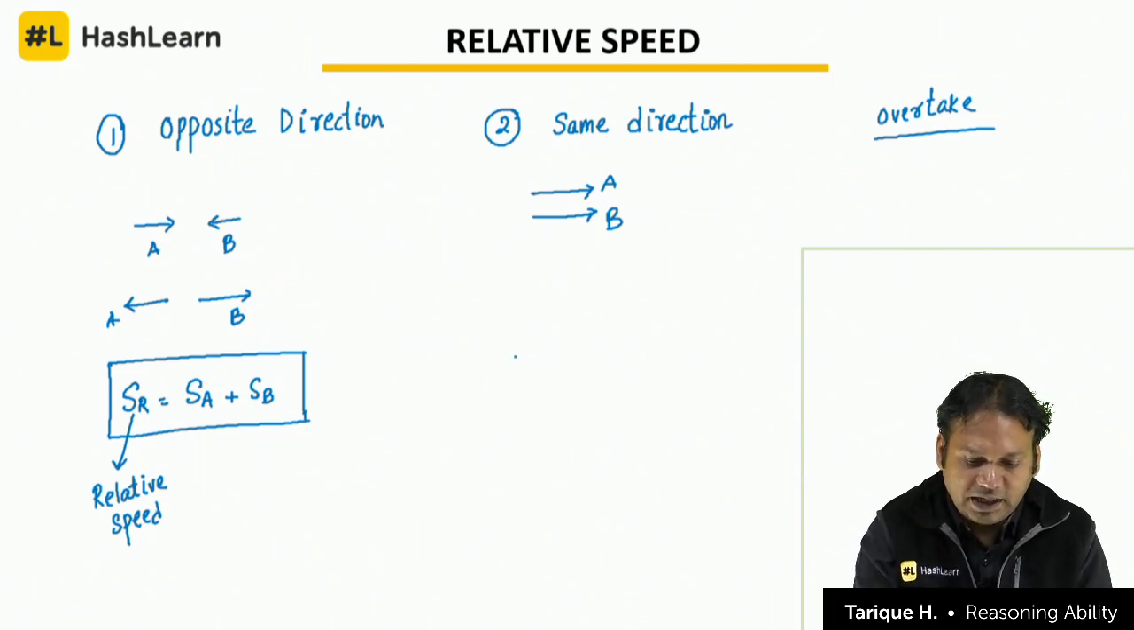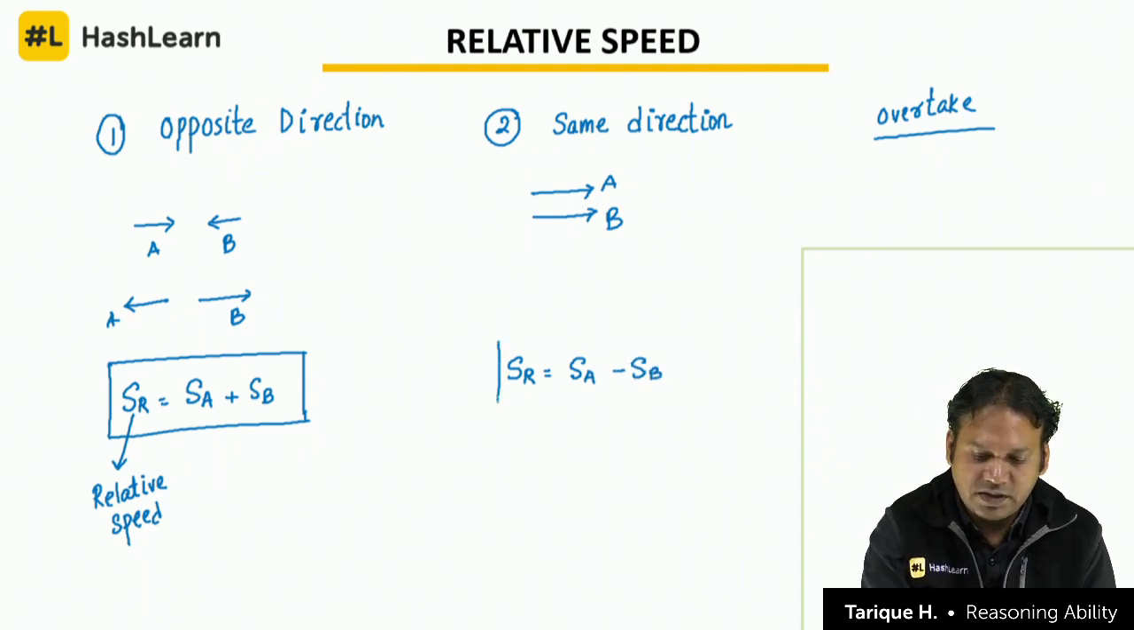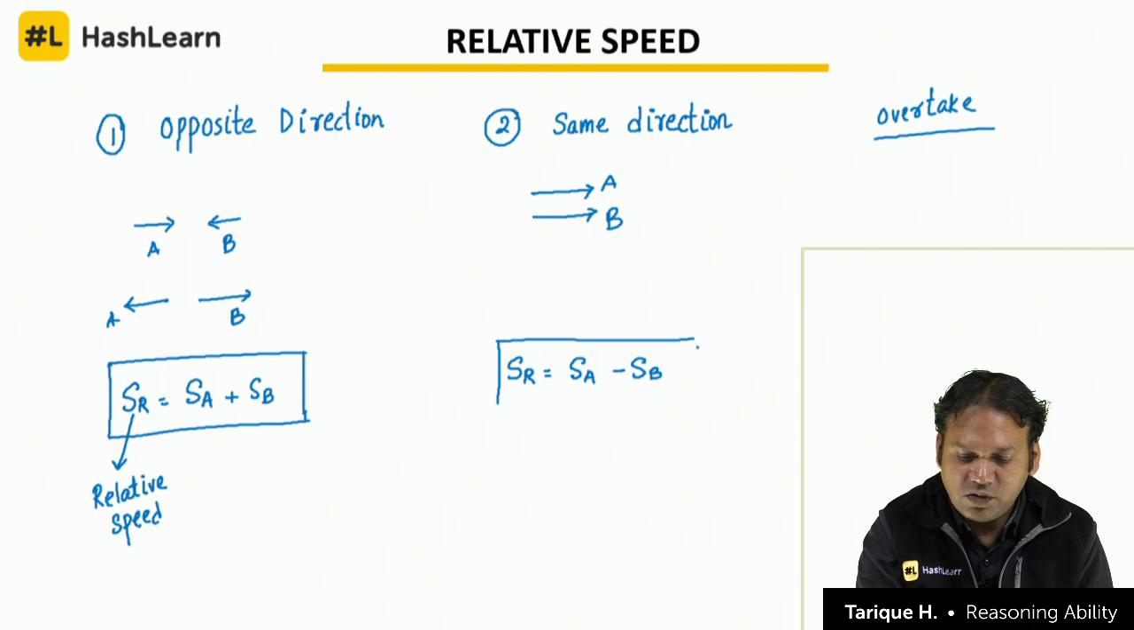And in the same direction, relative speed is the difference of speed of the two objects. So we say SA minus SB, right? So relative speed is what here? The difference of speed.